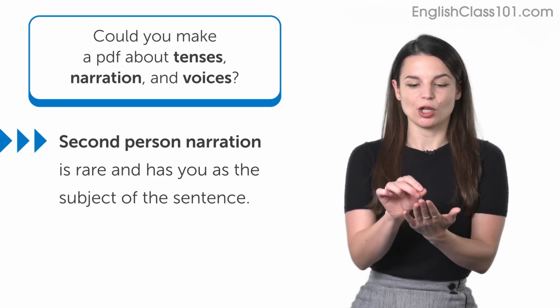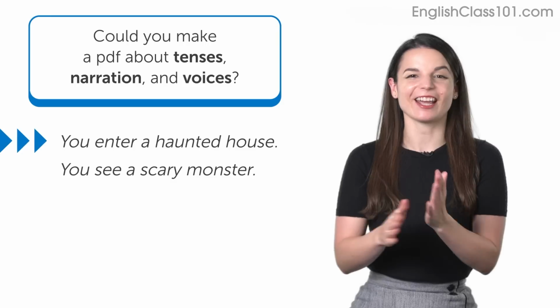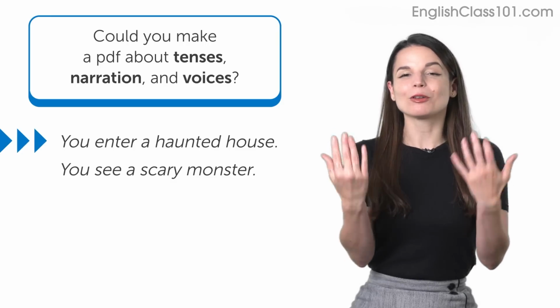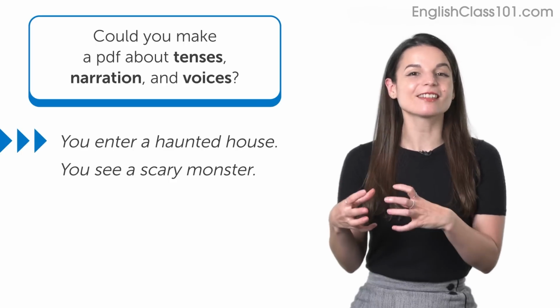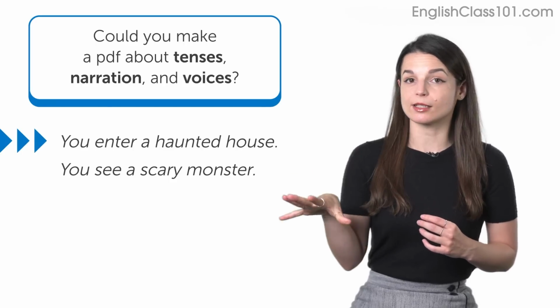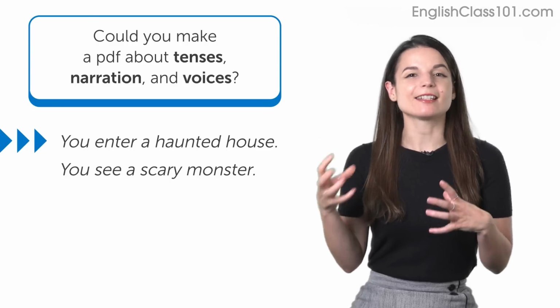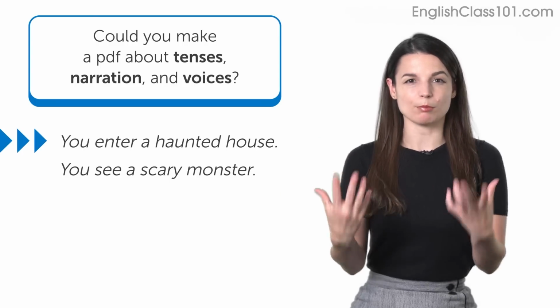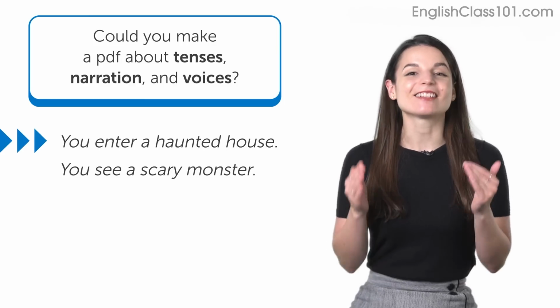So for example, you enter a haunted house. You see a scary monster. This kind of storytelling is to make the reader feel that they are experiencing that in the moment. So this kind of storytelling is called second person narration. This is the least common kind of narration, and you really usually only see it in cases like I mentioned before, in kind of young people's storybooks where they're trying to share an experience as though it is actually happening for the reader.